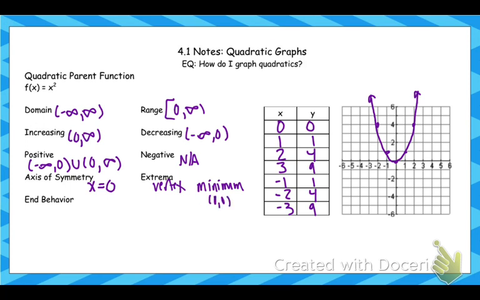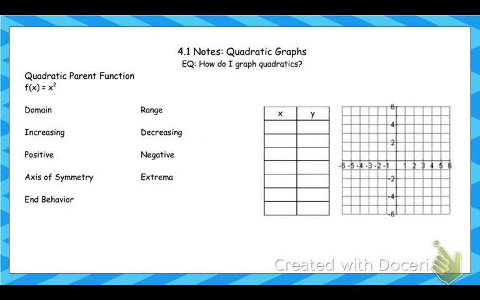And then in behavior, remember, we look at two things. We look at as x approaches negative infinity and as x approaches positive infinity, we look at what f of x approaches. So as x's get smaller and smaller, the y's are getting bigger. As the x's get bigger and bigger, the y's are also getting bigger. So that's our parent function. Every quadratic that we're going to graph is a transformation of that function. So let's look at our transformations.